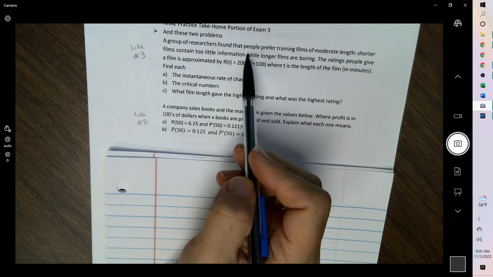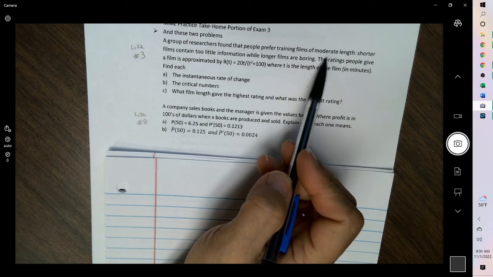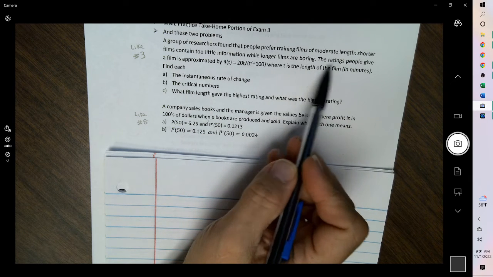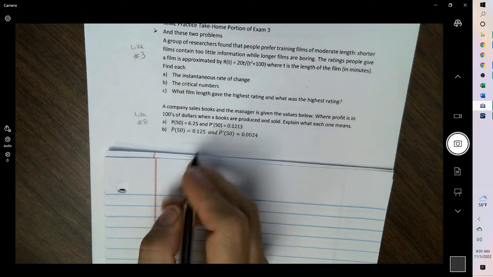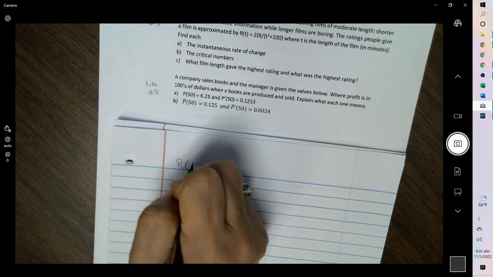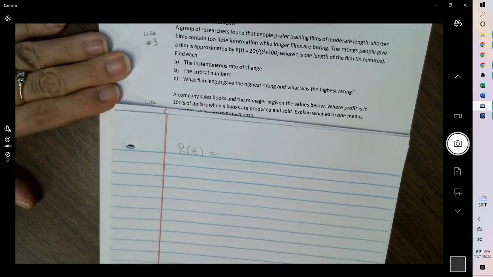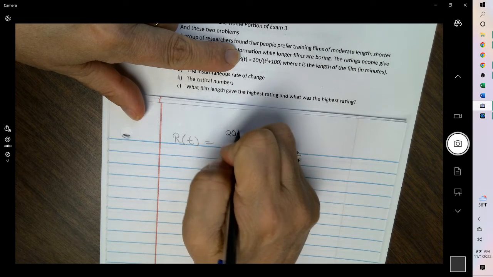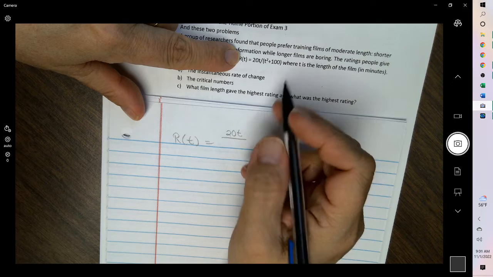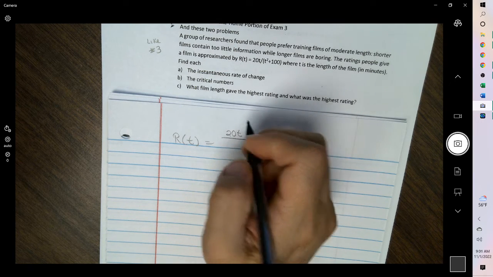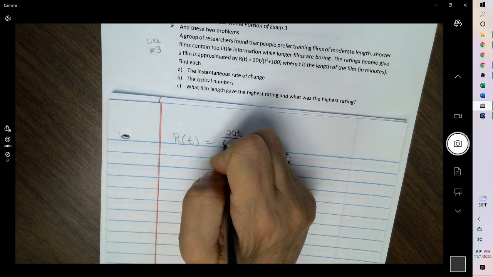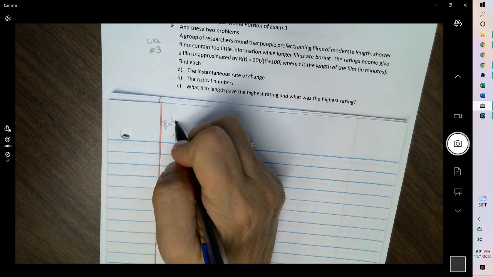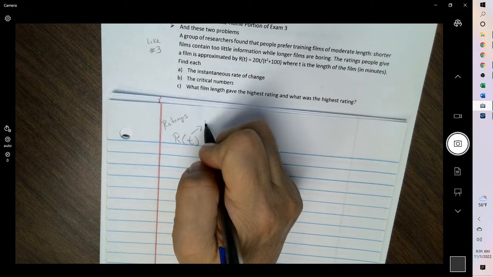A group of researchers found that people prefer training films of moderate length. Shorter films contain too much information, while longer films are boring. The ratings people give a film is approximated by R of T equals, and these are found on the weekly review checklist. It has the review for the test. So this is our ratings, and T is in minutes.